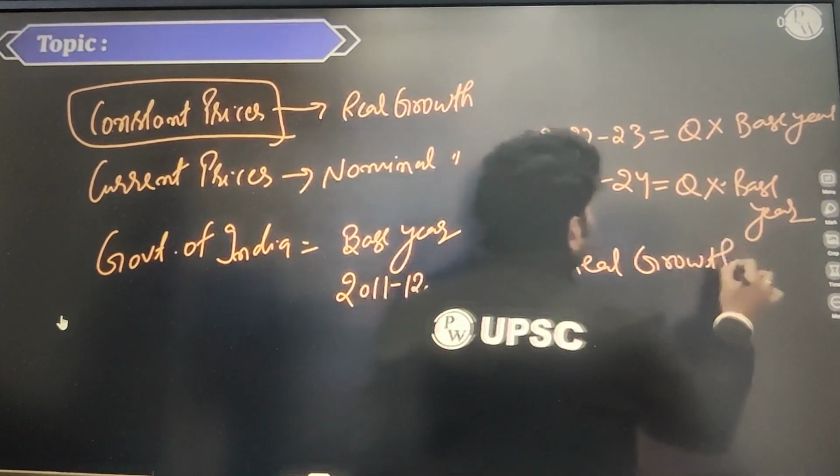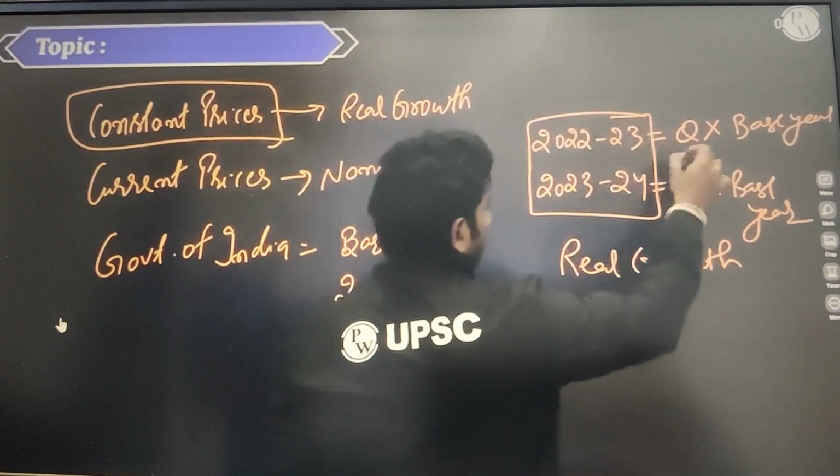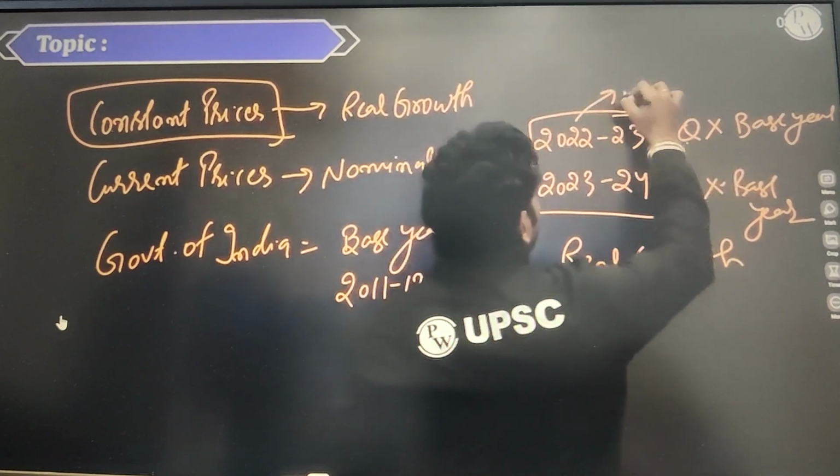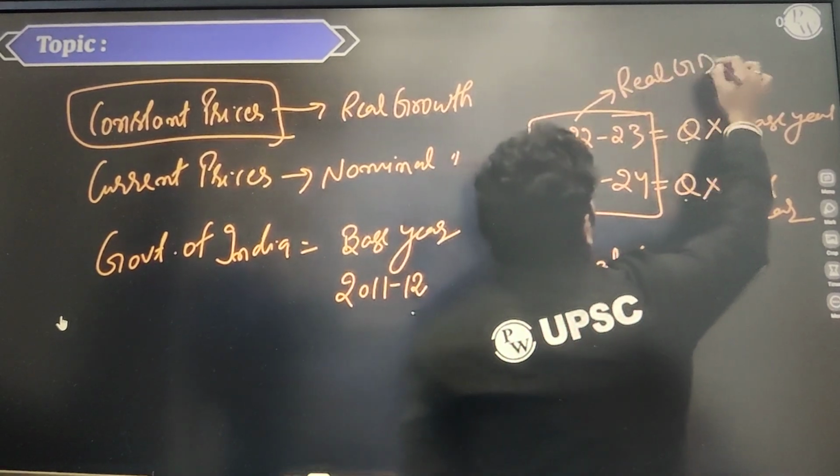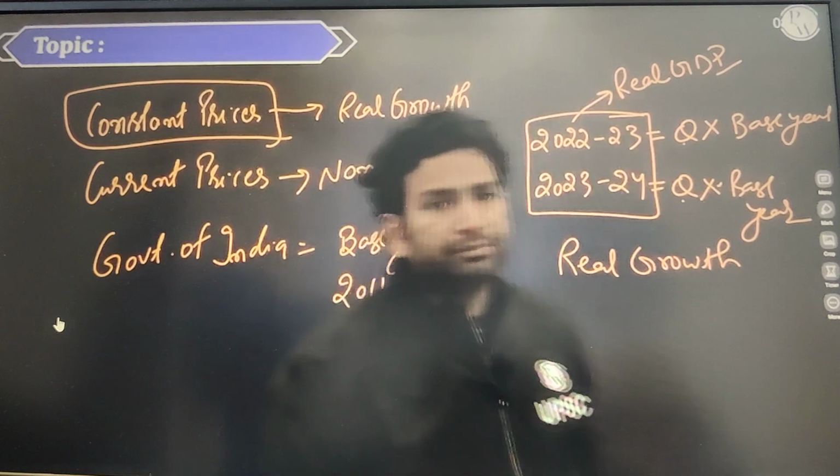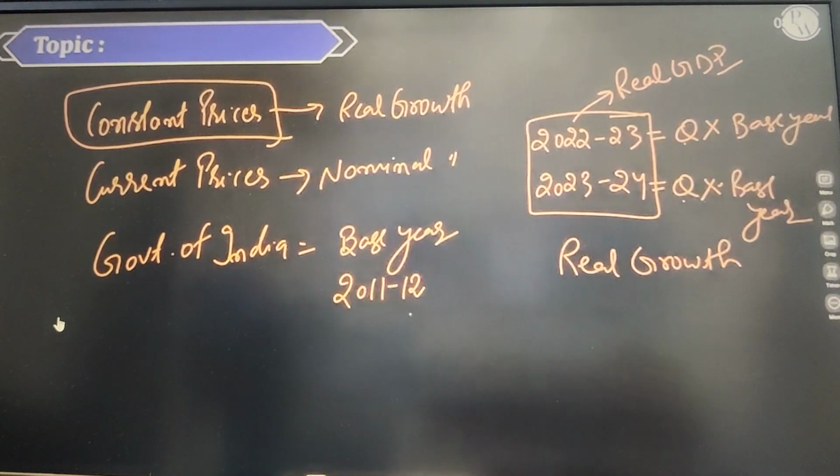And whatever GDP you calculate in this way, by current year quantity and base year price, that will be known as the real GDP of the country. Okay, that is the point we have.